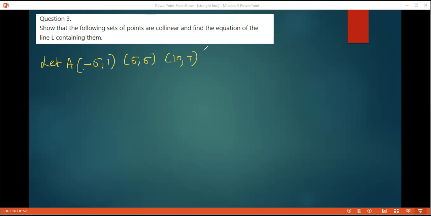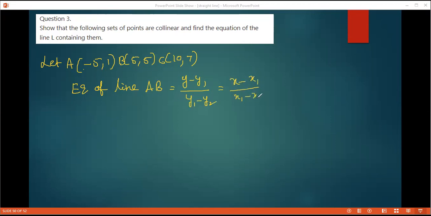So they are asking whether the given points are collinear or not. Yes. So you take A, B and C like this. A, B, C are the 3 points. I'm just finding the equation of line AB. So what is the equation of a line? The equation of line AB is (y minus y1) by (y1 minus y2) is equal to (x minus x1) by (x1 minus x2).